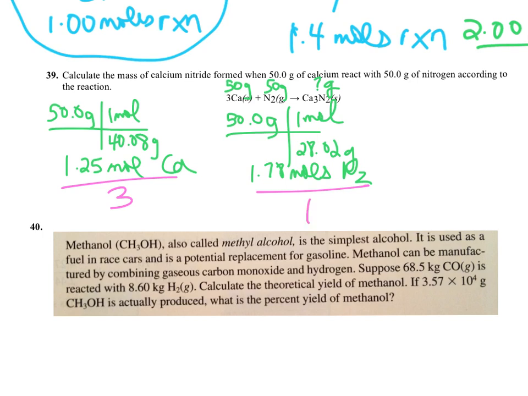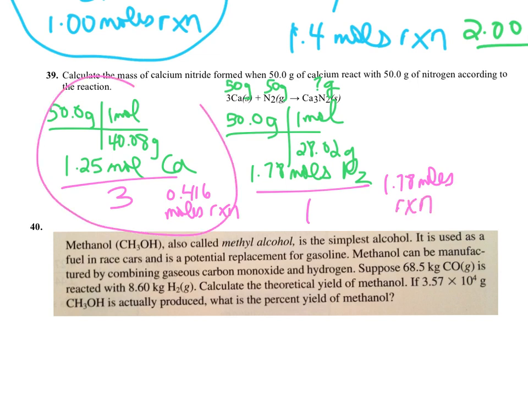And whichever produces less moles of reaction is going to produce less product, which is going to be considered the limiting reactant. So when I divide here, I get 0.416 moles of reaction. And then when I look at this guy, this is just going to be 1.78 moles of reaction. So we know that this is less moles of reaction, therefore this is the limiting reactant, and then our nitrogen is what is in excess.